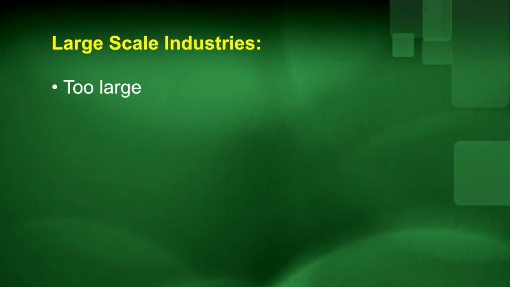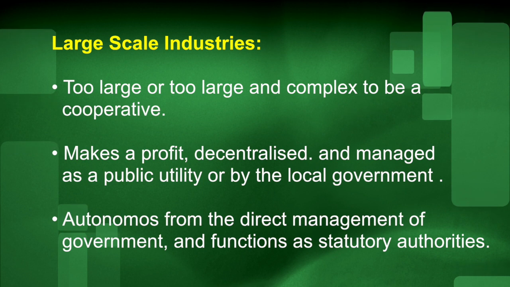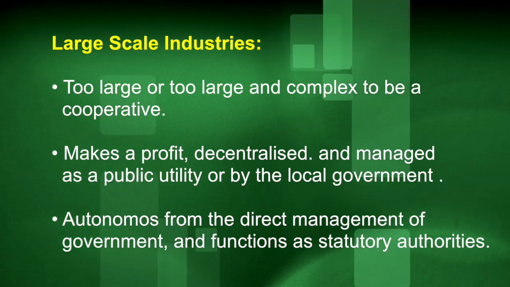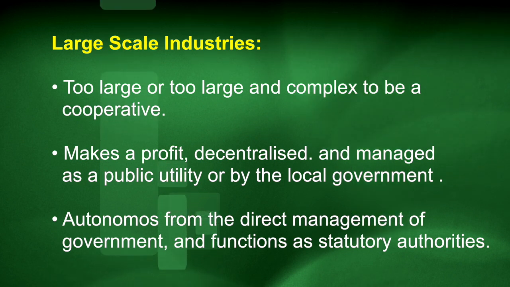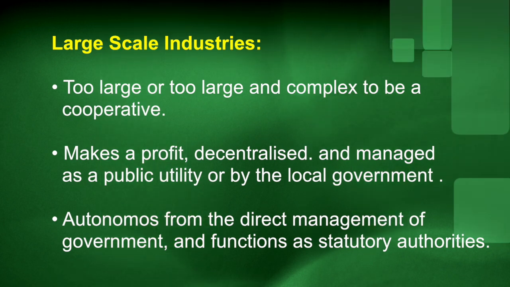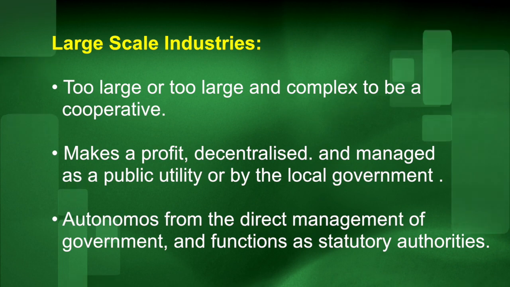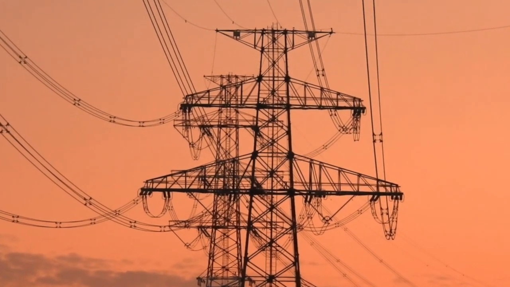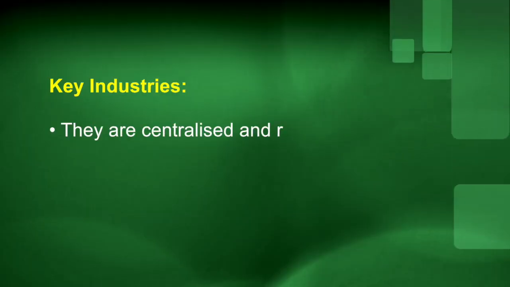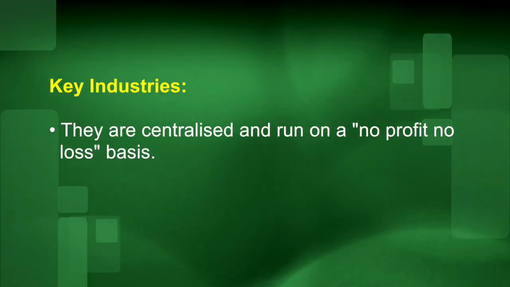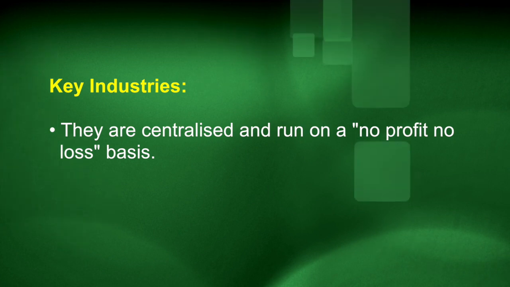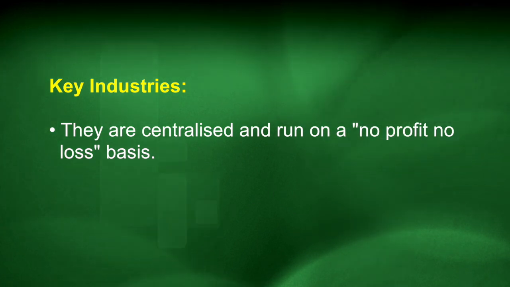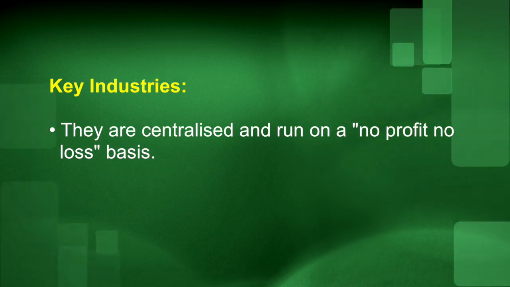They are generally structured to make a profit, decentralized, and managed as public utilities by the immediate or local government. However, they are always structured as autonomous from the direct management of the government of the day and function as statutory authorities. Some of these large-scale industries should be considered as key industries. Key industries should operate on the principle of no profit, no loss, and be centralized rather than decentralized. Examples include pharmaceuticals, raw material, and large-scale energy suppliers.